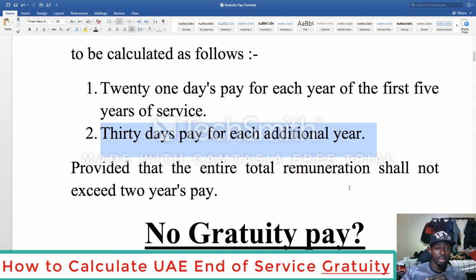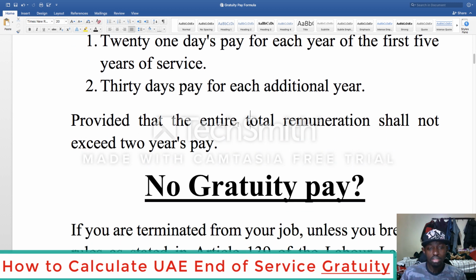Let's continue. Provided that the entire gratuity, the entire remuneration, shall not exceed 2 years. Simply meaning that even if you have worked for 10 years, your entire gratuity for that 10 year period cannot be more than your salary for 2 years put together.